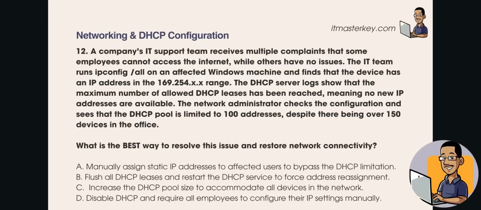The network administrator checks the configuration and sees that the DHCP pool is limited to 100 addresses, despite there being over 150 devices in the office. What is the best way to resolve this issue and restore network connectivity?